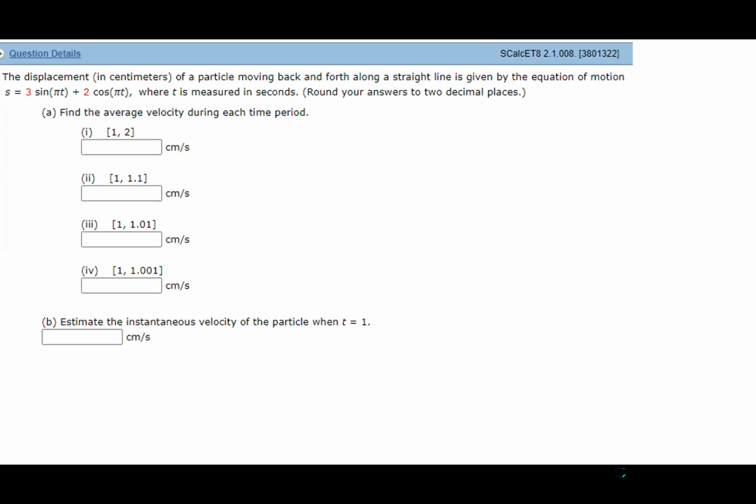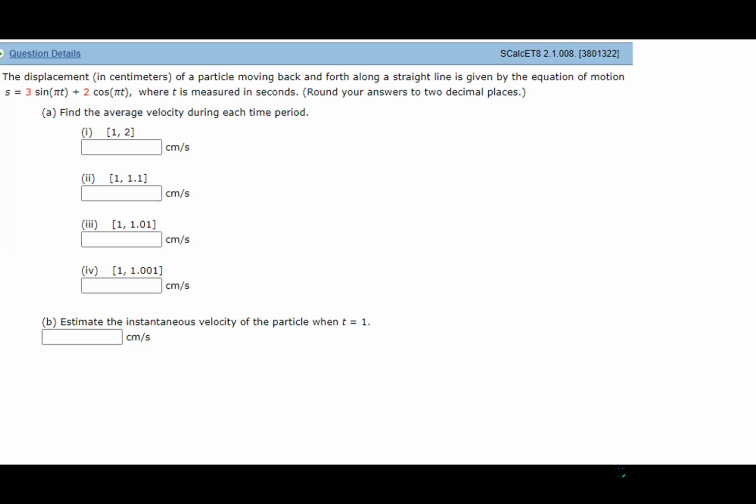Okay, so find the average velocity during each time period. Average velocity should make you think of slope of secant lines. What's a secant line? That requires 2 coordinates on your curve. Our curve is this S function, this sum of trig functions. And what do they give us? They give us a time period, so it's an interval, like when we're doing intervals for domain. They're saying find the average velocity going from time equals 1 second to time equals 2 seconds.